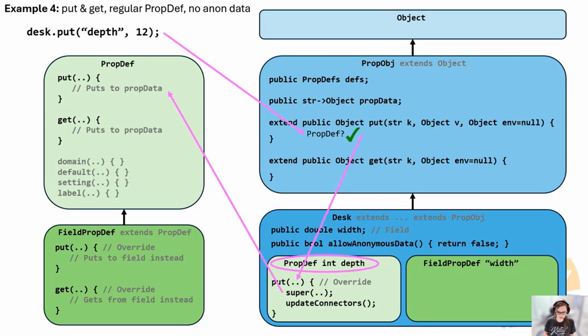So first off, in my override, I call super, so it's going to go over there. And that value is going to get put into my prop data field. And then it will run any other customization code that I've written after that. And in this case, that is just updating the connectors. So you can see this is a good way to visually imagine the flow of how everything works. So I hope that has been helpful.